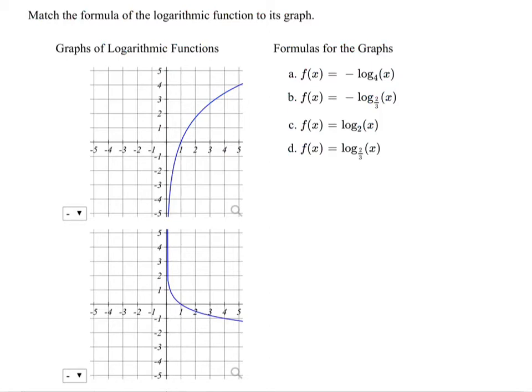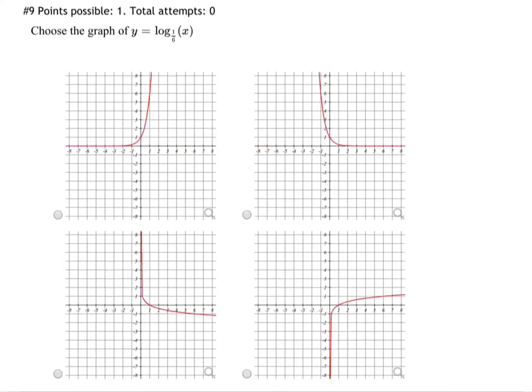Now, on this one, this is question number 5. Let me write it up here. They want us to match the formula of the logarithmic function to its graph. Match the formula to the graph. So, how's that going to work? Well, this is a little tricky. Best way is to go graph each of these separately and then find the graph. So let's do that. Let's go to some fresh paper here where we got some room. So this is question number 5.